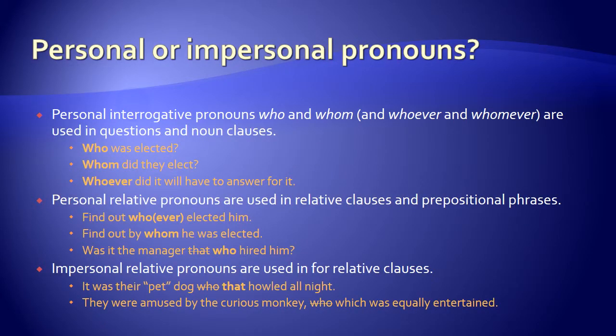Let's review personal and impersonal pronouns. Personal interrogative pronouns, who and whom, and whoever and whomever, are used in questions and noun clauses. For example, who was elected? Whom did they elect? Whoever did it will have to answer for it.